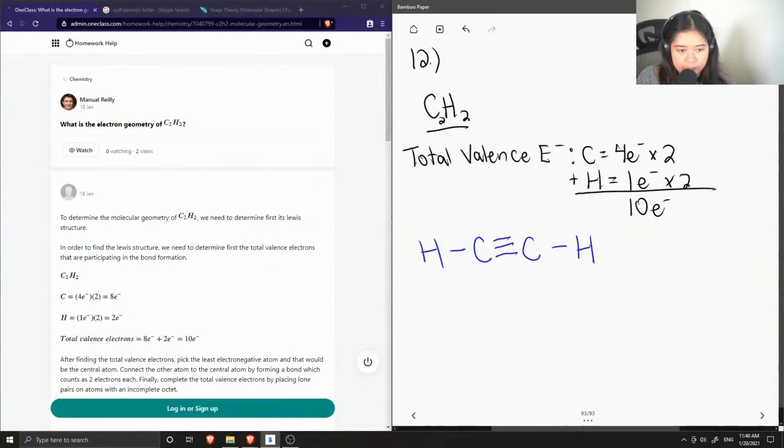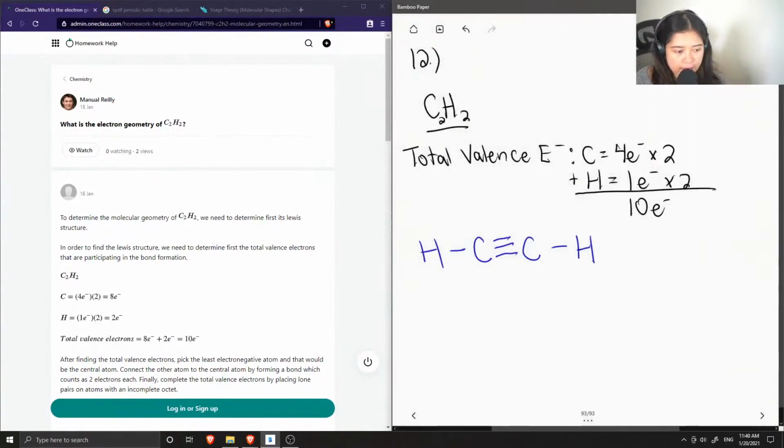And we can double check and count out how many electrons I've drawn in the structure. Each bond contains 2 bonding electrons. So we have 10 electrons in this Lewis structure, so we know that it is correct.